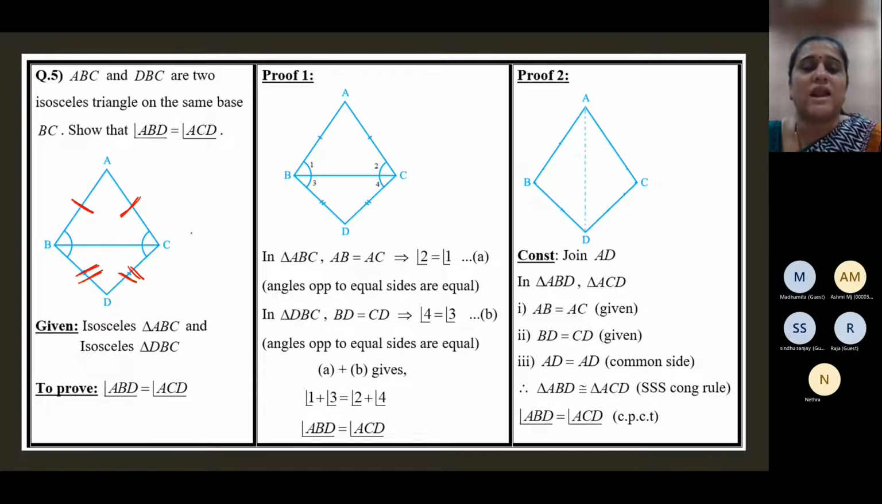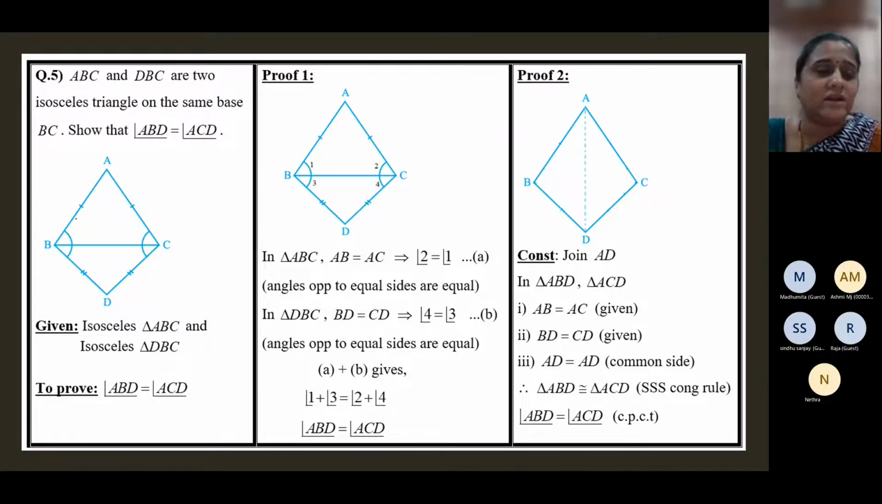Because a kite is a quadrilateral in which each pair of adjacent sides is equal. So see here, adjacent sides AB and AC are equal, and adjacent sides BD and DC are equal. Okay, but here the figure is not described as a kite. It's described as two isosceles triangles on the same base BC, one above BC, the other below BC.